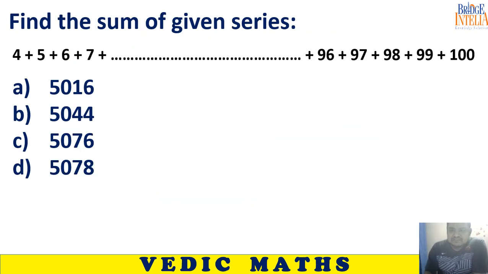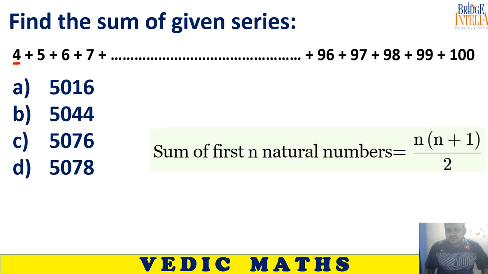Find the sum of the given series. So this series. Now the question is, can we use the formula here? No, we cannot use the formula because the counting starts from 4. We can use this formula only when the counting starts from 1. But the counting has started from 4. So what can we do? You add the missing numbers there. You add the missing numbers as well so that you can use the formula.